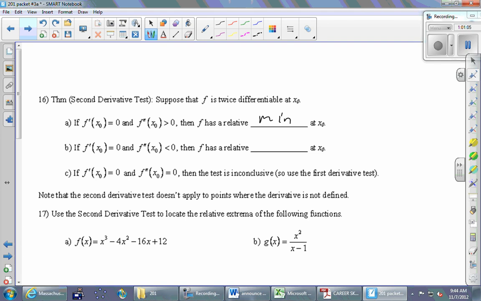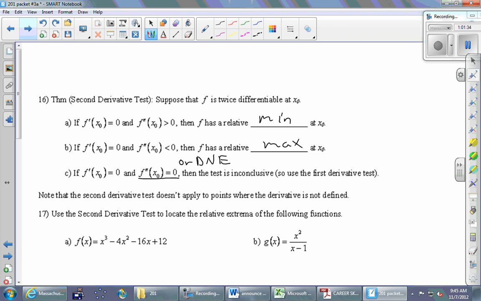And if the second derivative is negative, so now I'm picturing a concave down parabola, what kind of a point is there? That's a max. And if the second derivative is 0, I guess we'll add one other piece here, or it doesn't exist, then this test is inconclusive. Go back and use the first derivative test. This just isn't going to work.